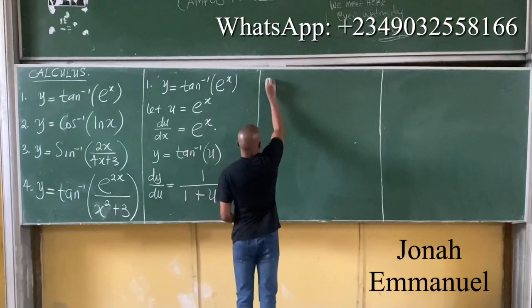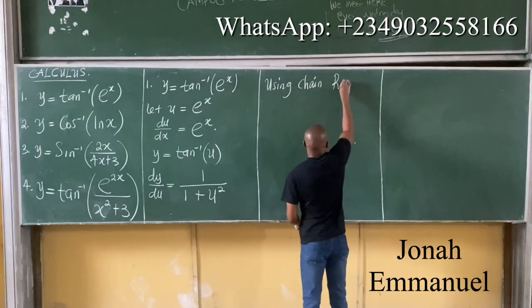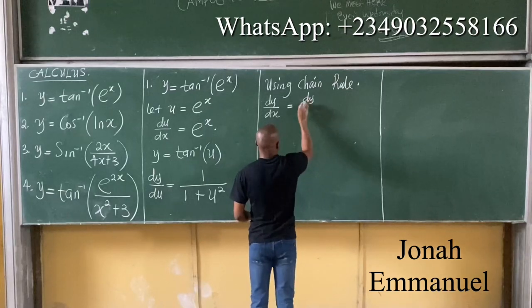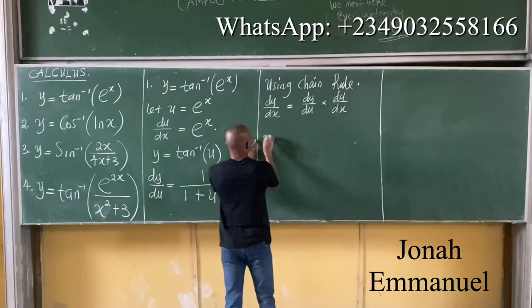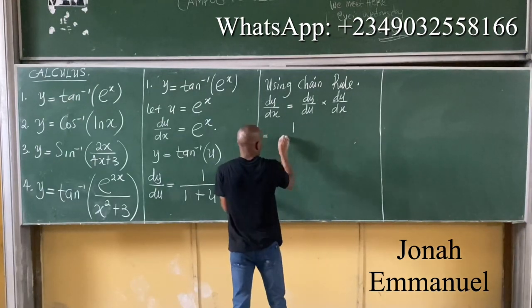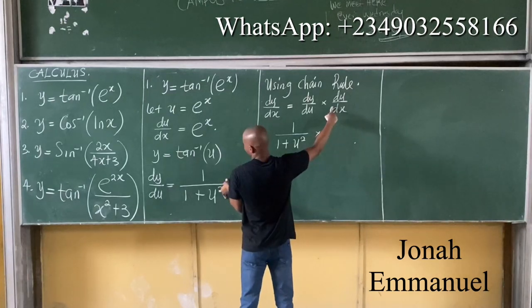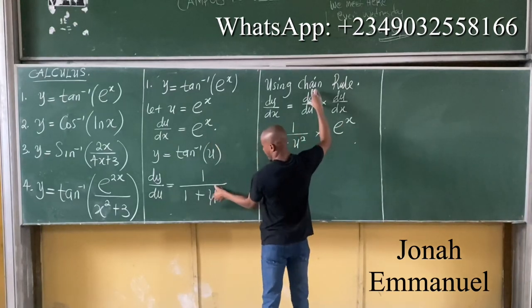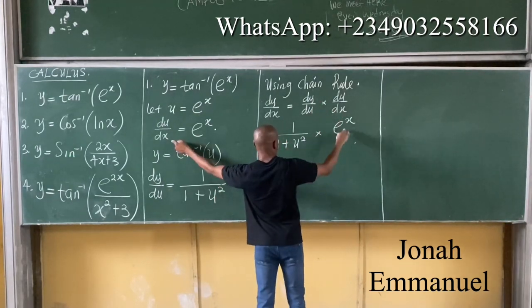Alright, from here, using the chain rule, I have that dy/dx is equal to dy/du times du/dx. Replace the values: dy/du is this, that becomes 1 all over 1 plus u squared, times du/dx, which is exponential x.